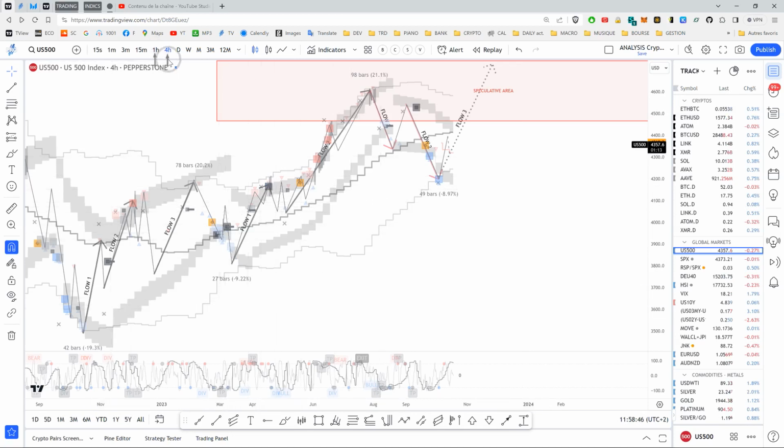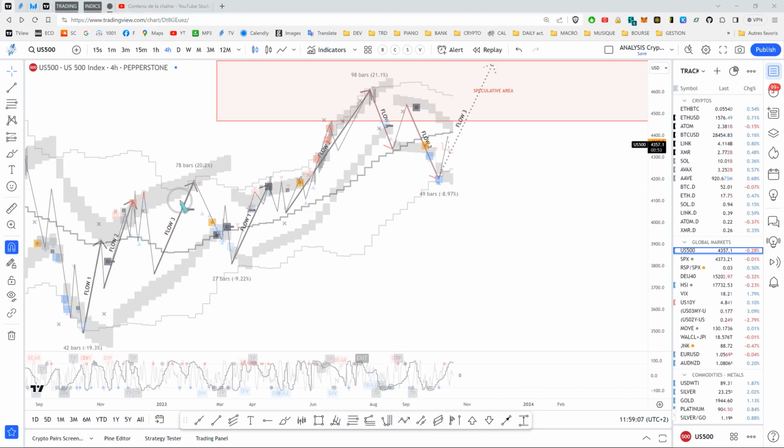So I'm looking at the S&P 500 through the 4-hour charts because, of course, remember the actual flow sequence is in the H1 reference. But as this flow sequence has been going on for quite some time, pretty much almost a year now, I'd rather like to have a look at it through the higher time frame so you get the whole sequence.